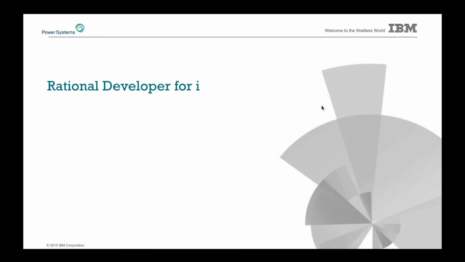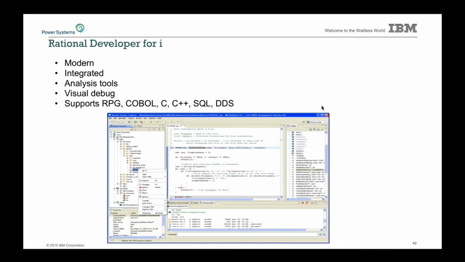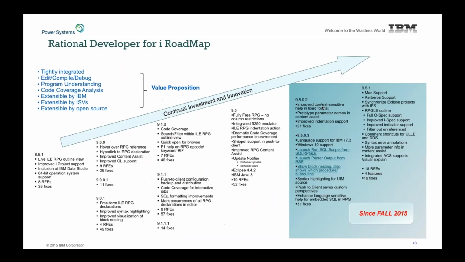Okay, next, Rational Developer for i. We have our new 9.5.1 version of RDI. It is our modern toolkit for doing RPG, COBOL, C, C++, SQL, DDS development. This is the place to do your development. We continue to make major updates and enhancements in here. We've delivered a ton of things in this over the last year, where we're just showing you we have continual investment in here. A lot of new features, new functions, and so very excited about what's going on in this particular area.